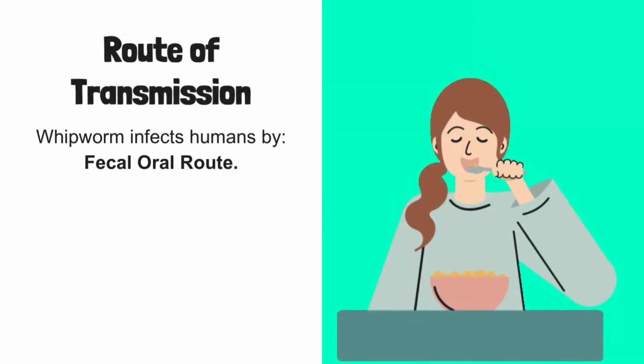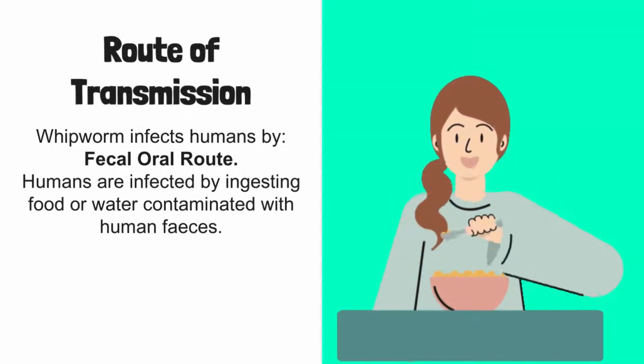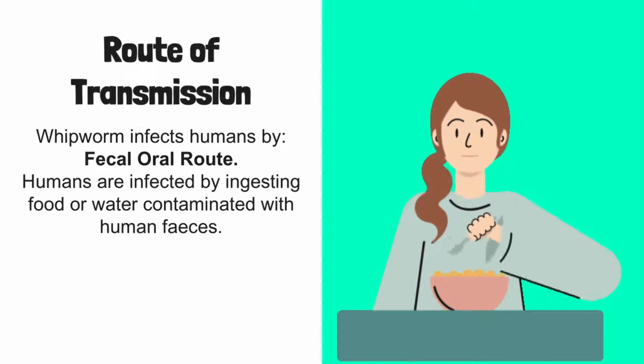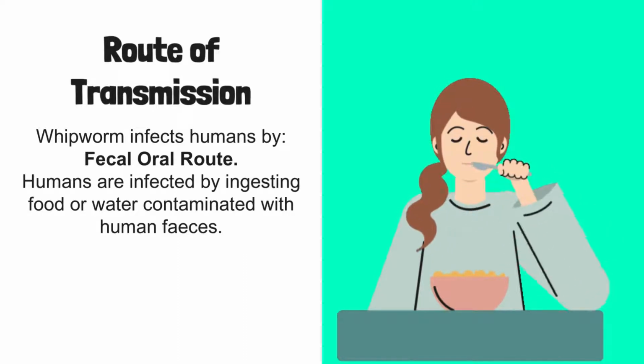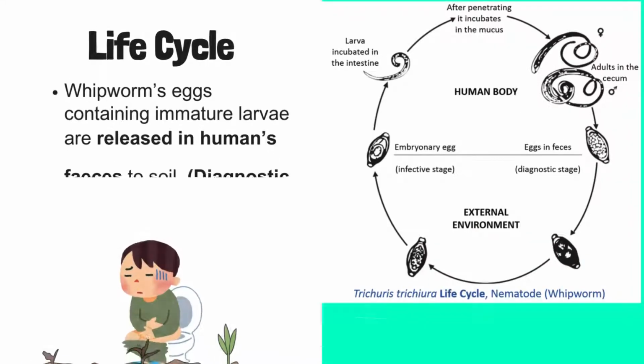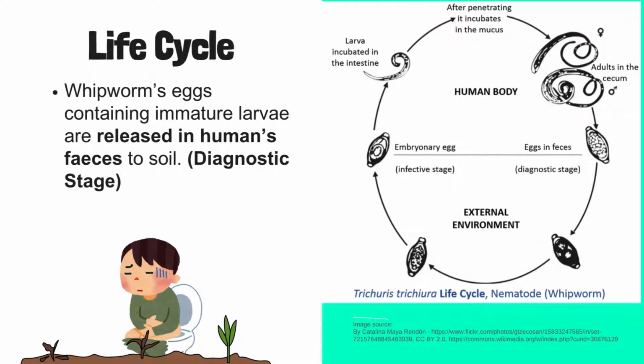Route of transmission. Whipworm infects humans by fecal-oral route. Humans are infected by ingesting food or water contaminated with human feces.